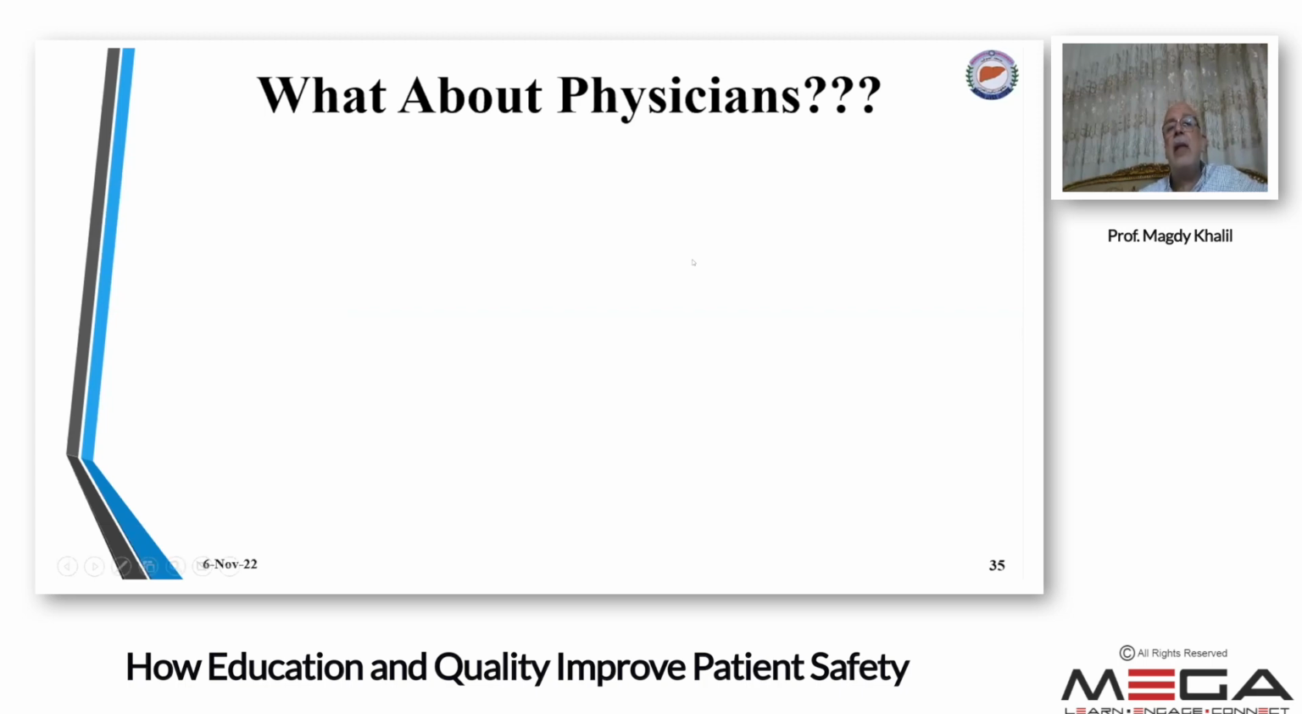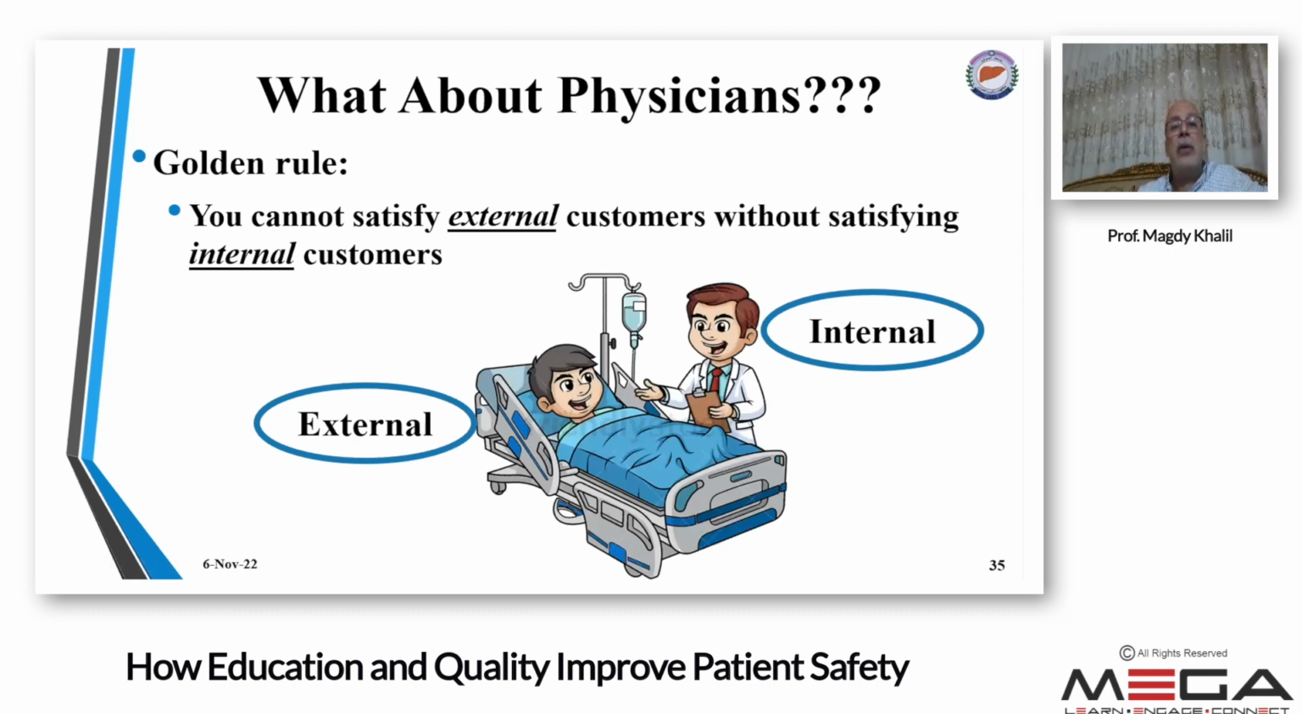What about, lastly, the physicians doing this? A golden rule in quality management states that you cannot satisfy the external customer without satisfying the internal customer. Who is the internal and the external? If you are doing a flow chart, the one who benefits from the act is the external customer, and the one doing the act is the internal customer. So you cannot satisfy the patient without satisfying the physician.